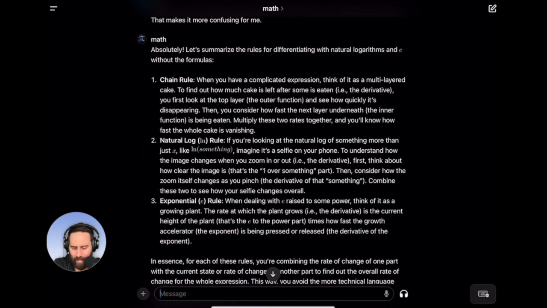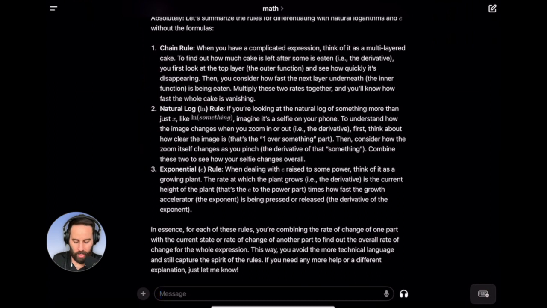Love that. Exponential rule. When dealing with e raised to some power, think of it as a growing plant. The rate at which the plant grows, i.e. the derivative, is the current height of the plant, that's the e to the power, times how fast the accelerator is being pressed, the derivative of the exponent. In essence, for each of these rules, you're combining the rate of change of one part with the current state and rate of change of another part to find the overall rate of the expression.